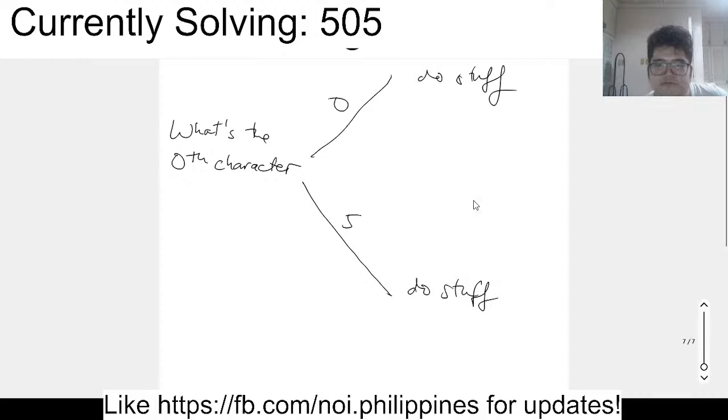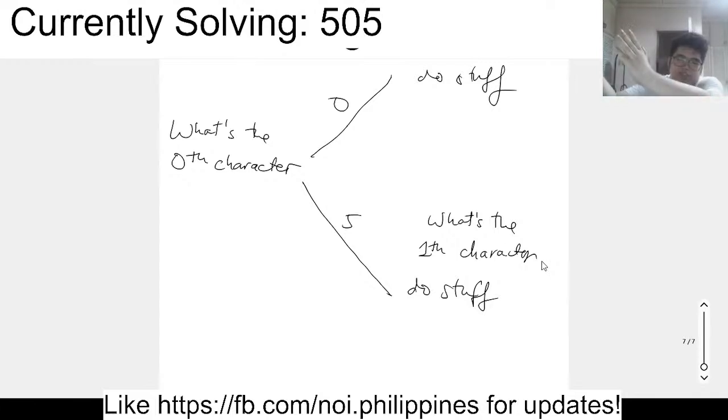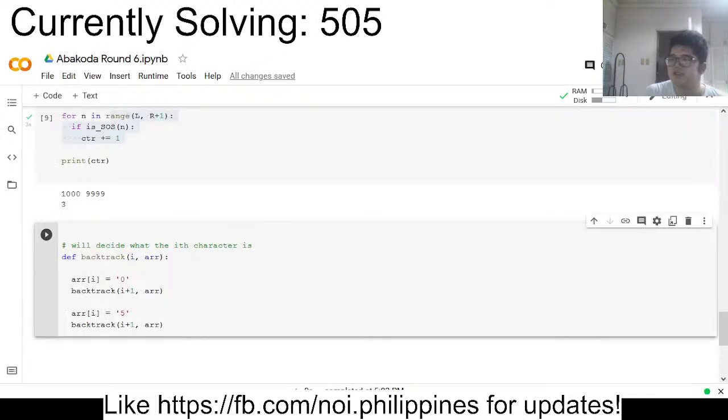And then what is this do stuff? It's actually like, what's the 1th character? And then what's the 1th character? Well, we'll look at the 0 branch, do some stuff, then come back. And then we'll go to the 5 branch, do some stuff, and then come back. So that's basically what it's doing, right? This function decides the ith character. So first we'll try out the 0 branch, and then we'll go deep into the recursion decision tree. Then we come back and say, okay, let's explore the 5 branch, and then go down.